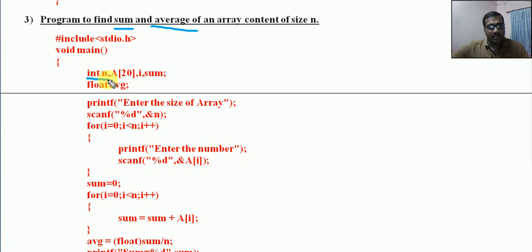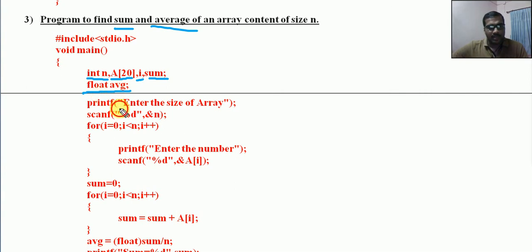Let's see. n for size, a[20], the similar array. i is for reading. Then sum, we are declaring one more integer variable for finding the sum of all the elements, so the sum must be stored in the variable sum. Then we are declaring one more variable, avg, that is of type float, because if you divide one integer by another integer, you may have a floating point value. That is why the average is declared as float.